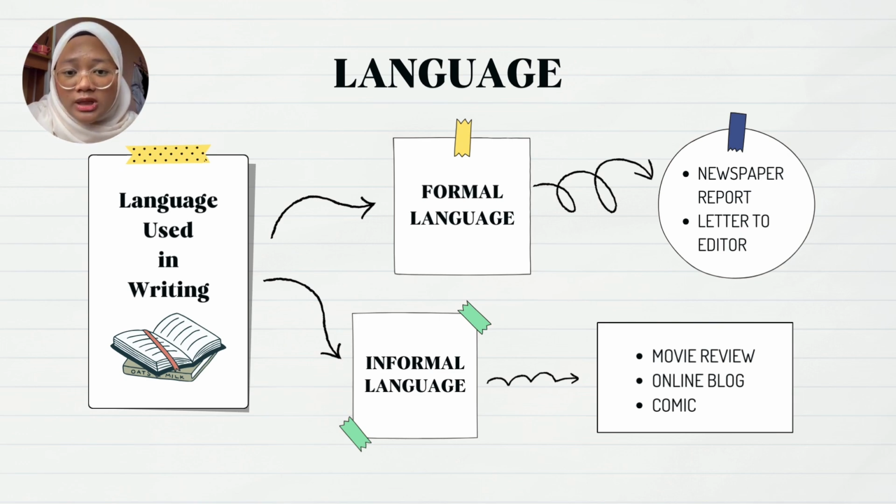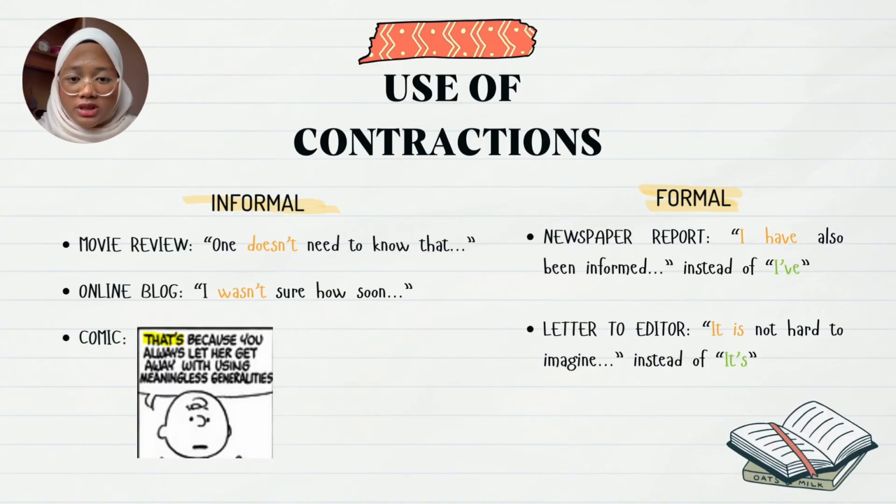And I'll be explaining more details in the next slides why they are categorized as using formal language and informal language. One of the features that we can take a look at to differentiate whether the text is using informal or formal language is by looking at the use of contractions. For example, when I analyzed the types of the text, I realized that the movie review used the word doesn't instead of does not, the online blog used the word wasn't instead of was not, and the comic used the word that's instead of that is. On the other hand, in formal language, the words are written in full form.